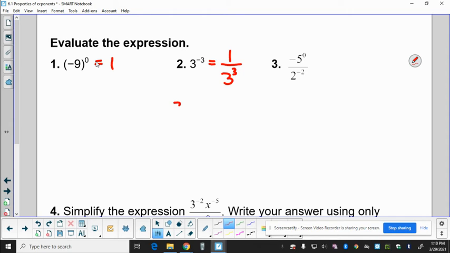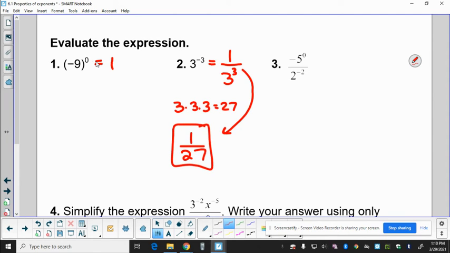And then 3 times 3 times 3 is 27, right? So this problem is actually 1/27. Next problem, number 3. Now I think what I would do if I have a fraction, I would keep it as a fraction and deal with each part independently. What is anything raised to the 0 power? It's 1.